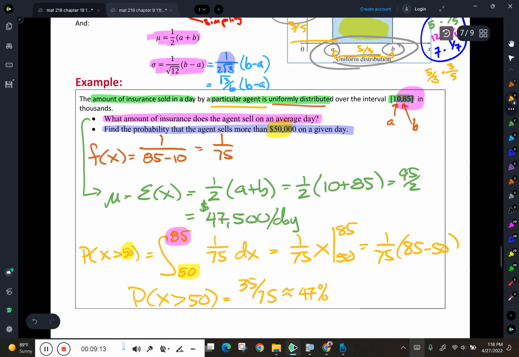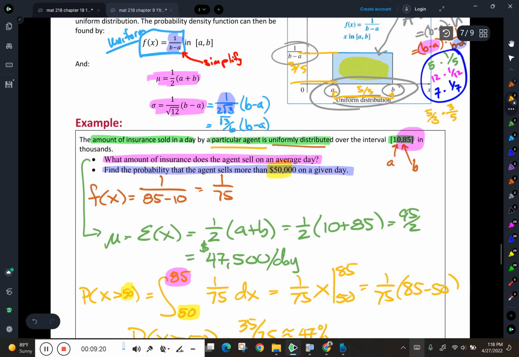So uniform distribution. It's a special type of distribution. It just shows up here and there. But it's nice because it's super easy to come up with a formula, and it's super easy to come up with a mean and a standard deviation.